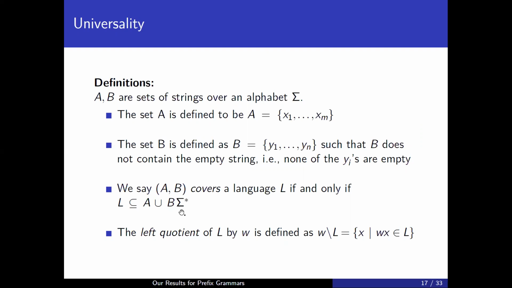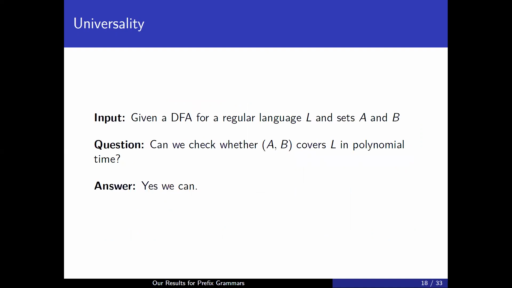We'll refresh on the definition of a left quotient, where when we take the left quotient with a string and a language, we're left with the language where we chop off that given string W from the strings in the language L. Now our question becomes, if we have a DFA for a regular language and these sets A and B, can we check if A and B cover L in polynomial time? And our answer here is yes.